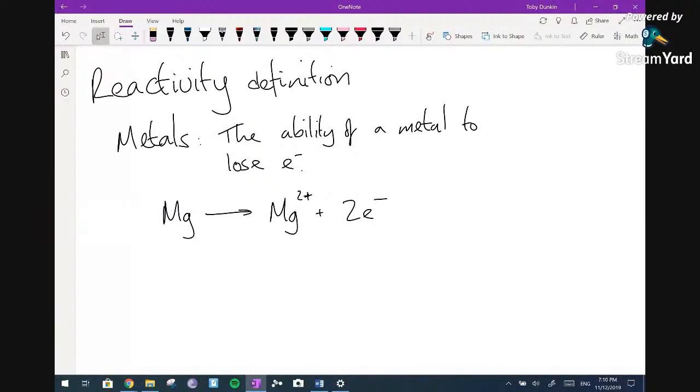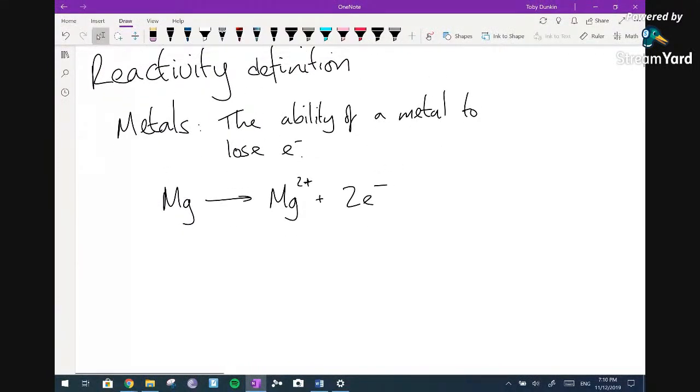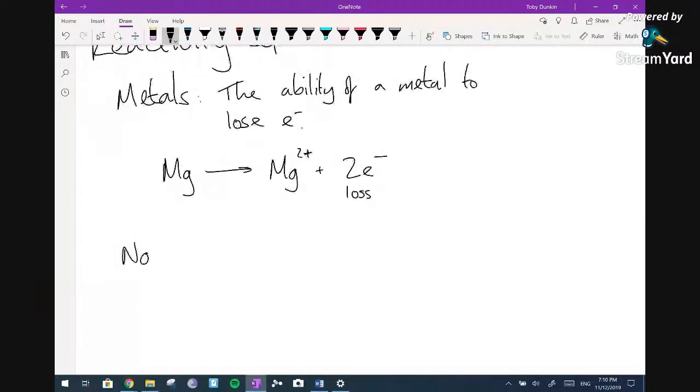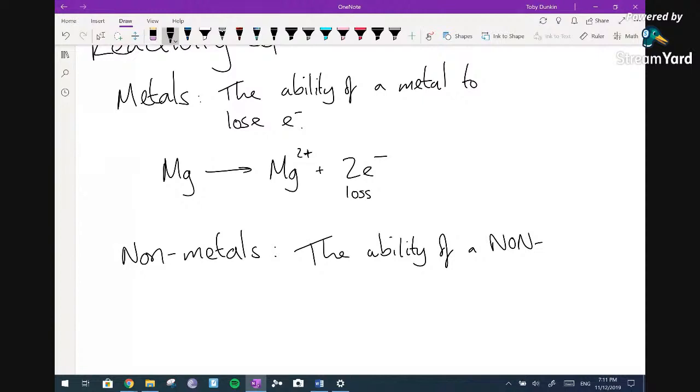lose electrons. If we look at it in a non-metal setting, so this is nice to put underneath here, loss. In terms of the non-metal setting, non-metals, it's reversed. Non-metals, the ability of a non-metal to gain electrons.